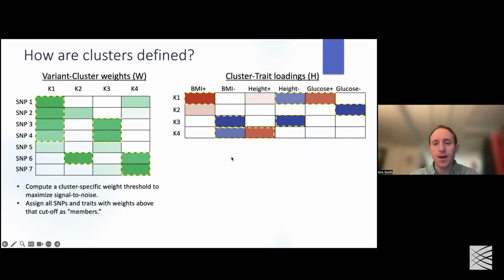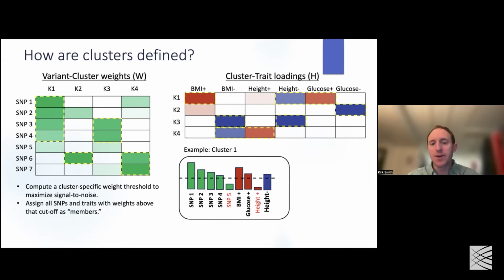I've demonstrated that here by highlighting in yellow the variants and traits that are above the cutoff in each cluster for this example. So then if we wanted to zoom in on cluster 1, for example, we would see that SNPs 1 through 4 are above the cutoff. So those are included in the cluster. And then we can see right away that we also have increased BMI and glucose in this cluster and decreased height.